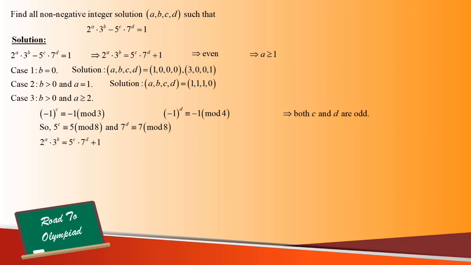Now, 2 to the power of a times 3 to the power of b is equal to 5 to the power of c times 7 to the power of d plus 1. Under congruent modulo 8, this is simply equal to 5 times 7 plus 1, which is 35 plus 1 mod 8, or 36 mod 8, which is equal to 4 mod 8.